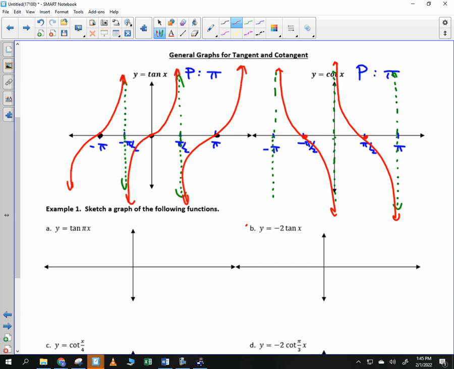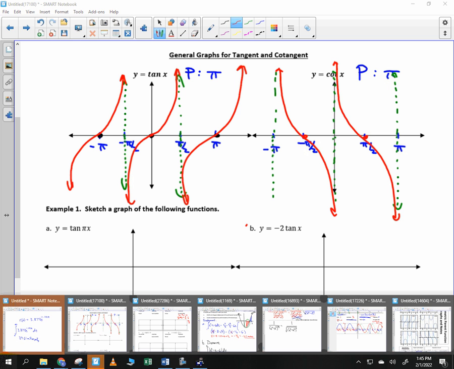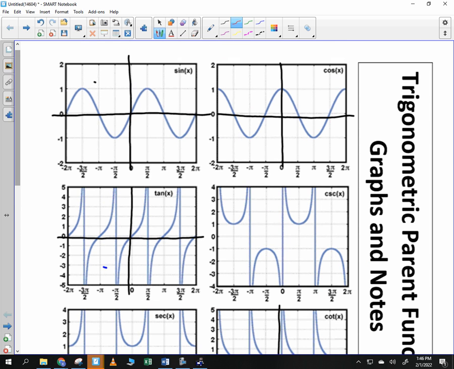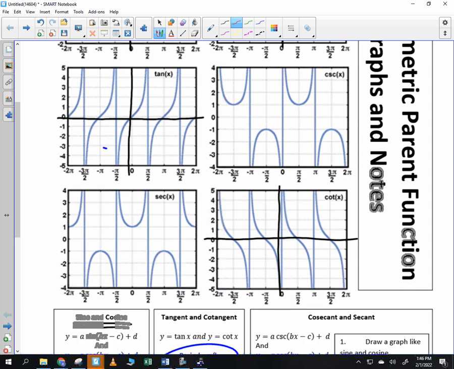At this point, I'd like you to take out this sheet. This is the sheet that you're going to get to use on your test. First of all, you can see that we've already talked about the graphs of sine and cosine. And now you can see the graphs of tangent and cotangent.